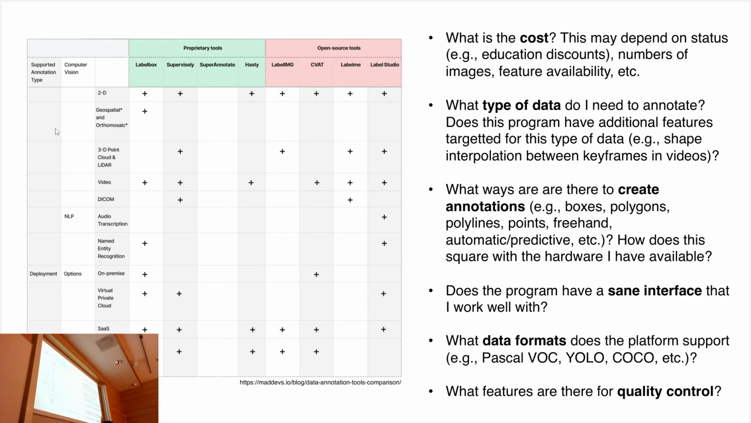And how does that square with the hardware I have available? By that I just mean, do you have access to a tablet? Because that can make annotation much easier in certain ways than if you only have a keyboard and mouse, for instance.